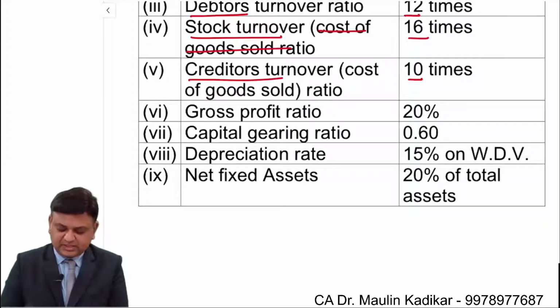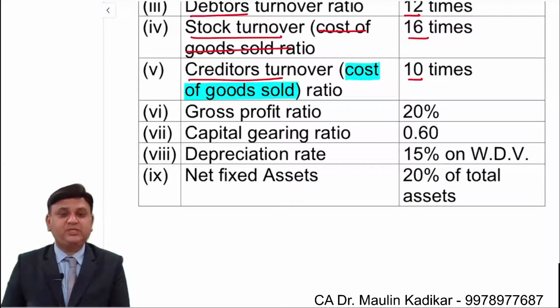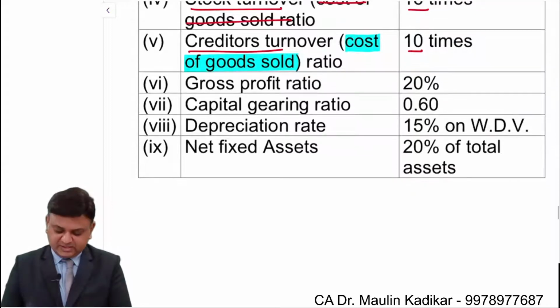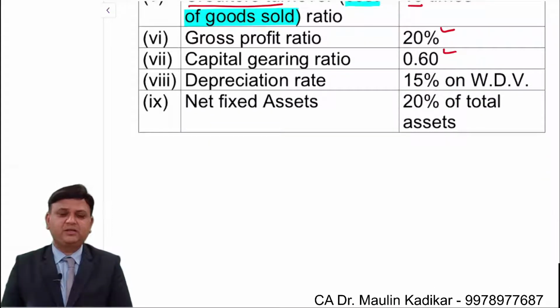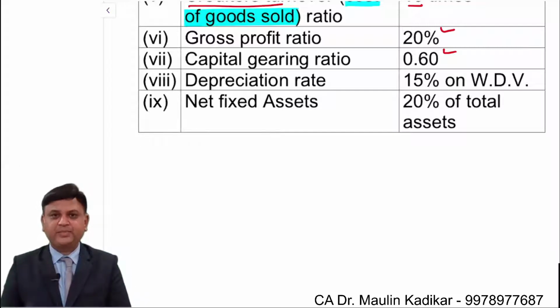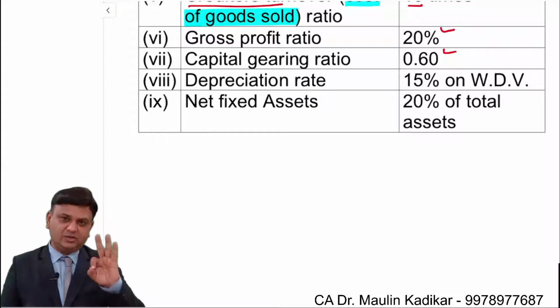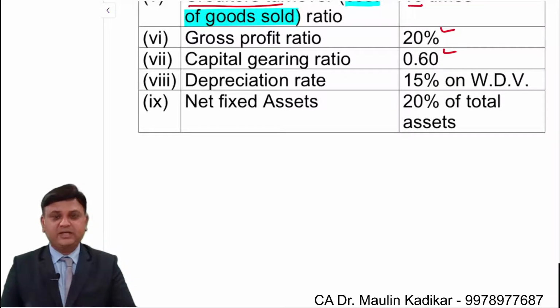Creditors turnover ratio is 10 times, and this is important: it is provided that it is based on COGS. Otherwise, it is always calculated on purchases. GP ratio is 20%. Capital gearing ratio is 0.6. Unless we have been provided some indirect information about preferential capital, we assume that the preferential capital is 0, and this information is useful to calculate the debt financing, the long-term debt, precisely.